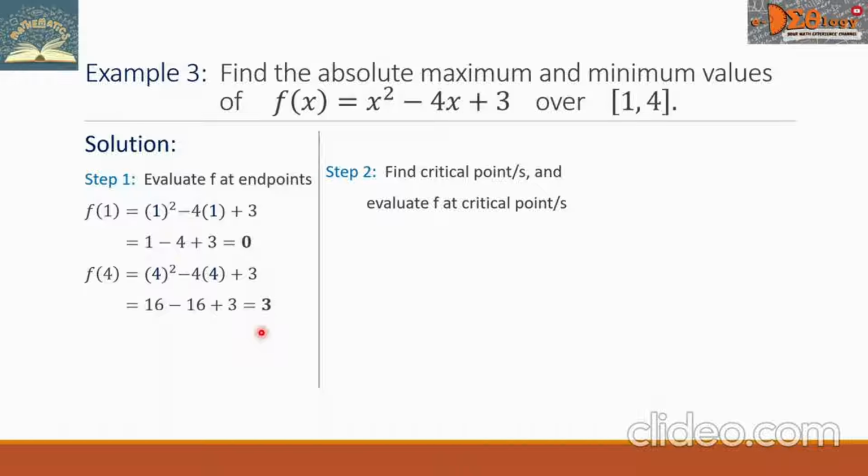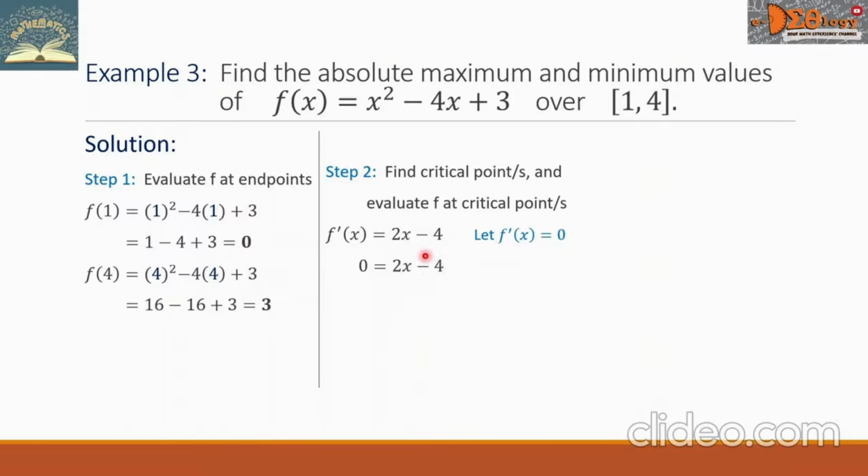Now step 2. Let us find critical points and evaluate the function at critical points. First, we take the derivative of this function. Derivative of x squared is 2x. Derivative of negative 4x is negative 4. Derivative of plus 3 is 0. Then we let this f prime of x equals 0. So we change this value by 0 equals 2x minus 4. Let us solve for x.